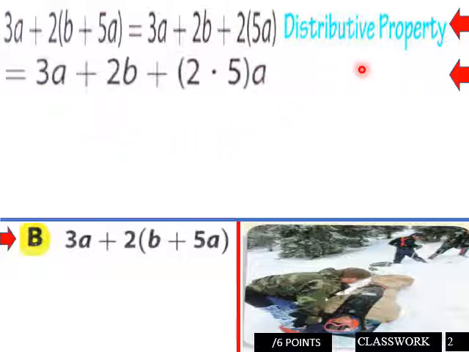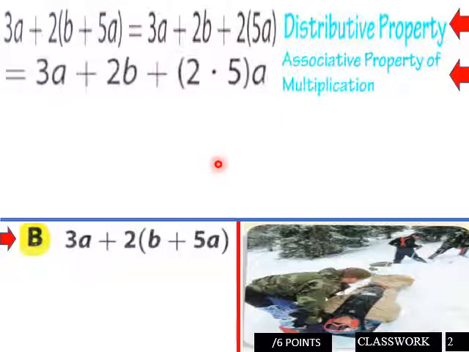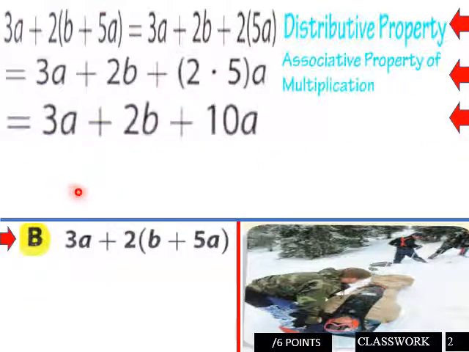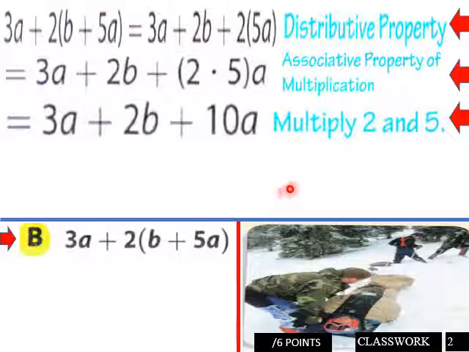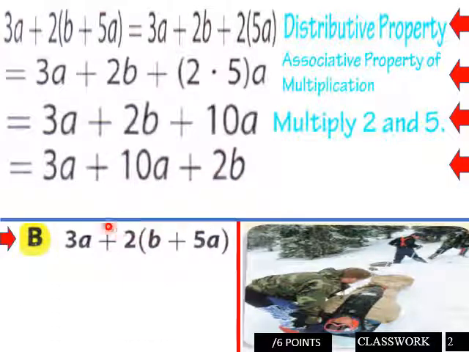And up here we're using the associative property of multiplication, 2 times 5a, multiply 2 and 5, and that yields this expression, 3a plus 2b plus 10a. So we have like terms here. We can further combine that. Using the commutative property of addition, we can move this closer over to here. So 3a plus 10a plus 2b equals the quantity 3 plus 10 times a plus 2b.